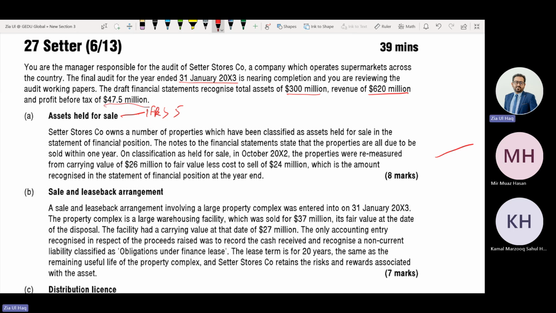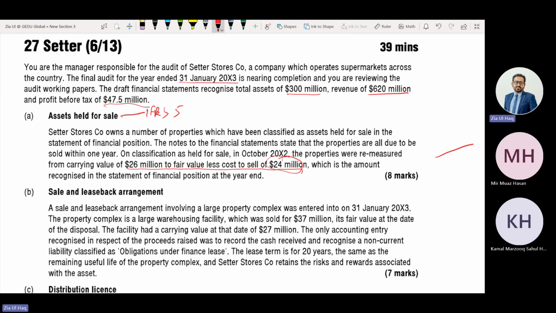So Saturn Store Company owns a number of properties which have been classified as assets held for sale in the statement of financial position. The notes to the financial statements state that the properties are all due to be sold within 1 year. On classification as held for sale in October 20X2, during the year, the properties were remeasured from a carrying value of 26 million to fair value less cost to sell of 24 million. Yes, you need to state on fair value. So this is the amount recognized in the statement of financial position at the year end, and this 24 million is material to total assets.